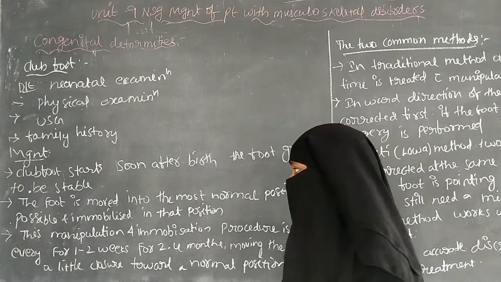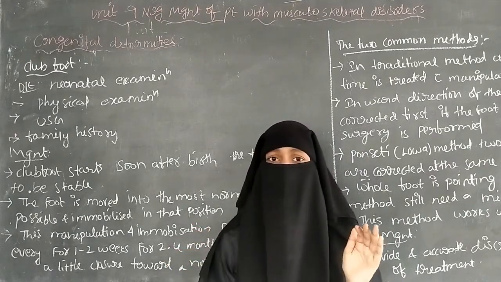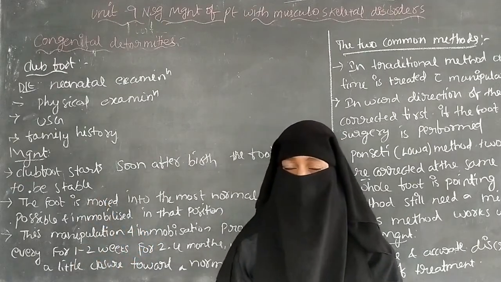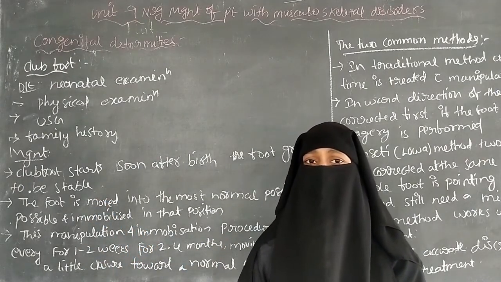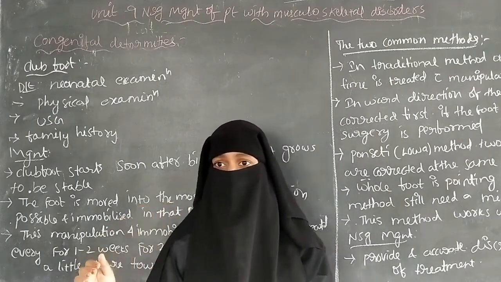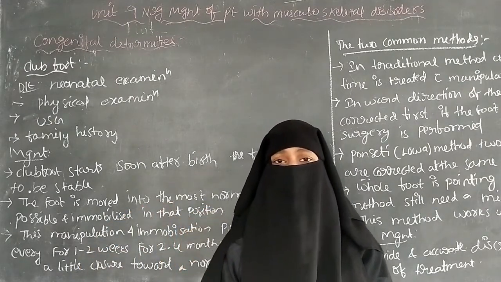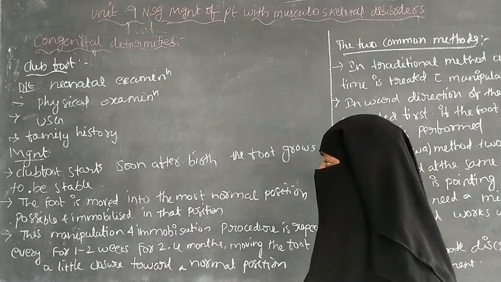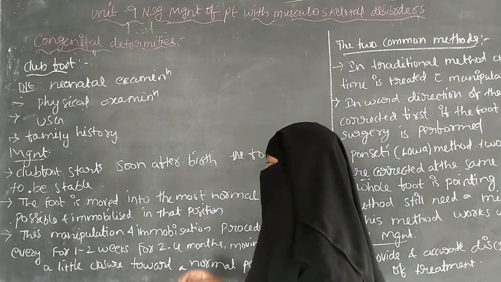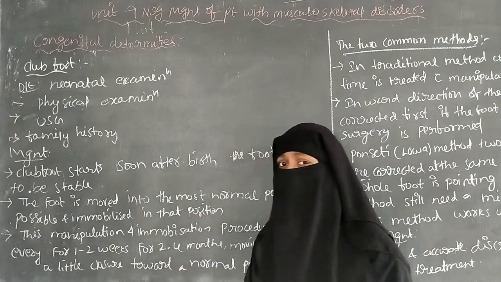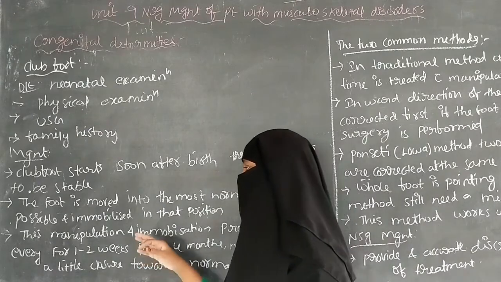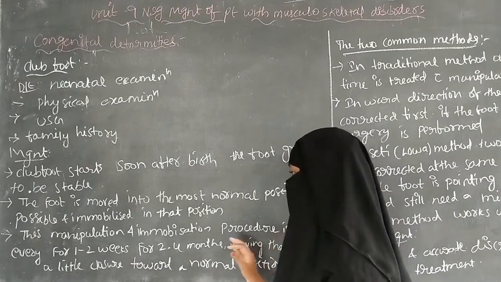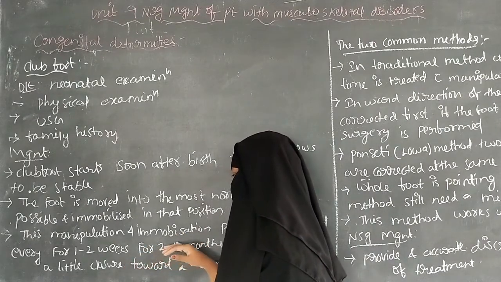So the movement has to be decreased in the normal position of the foot. After the foot is in the normal position, we can immobilize the foot. By this we can improve the straightening of the foot. The clubfoot is corrected by manipulation and immobilization, and this procedure is repeated every 1 to 2 weeks for 2 to 4 months.